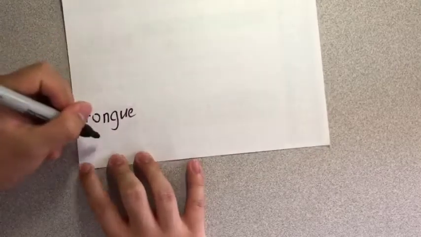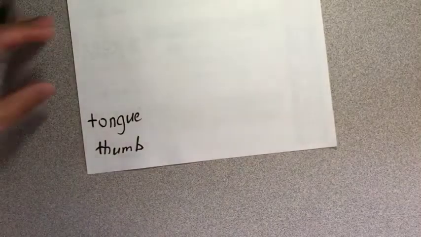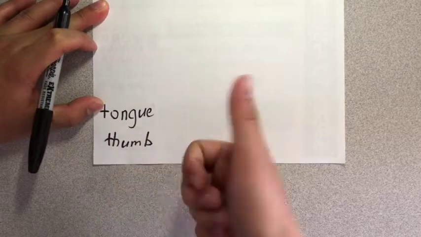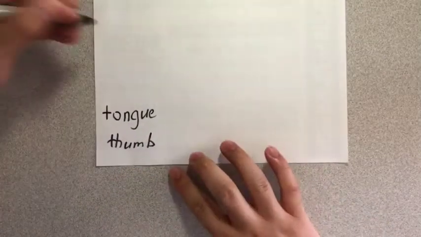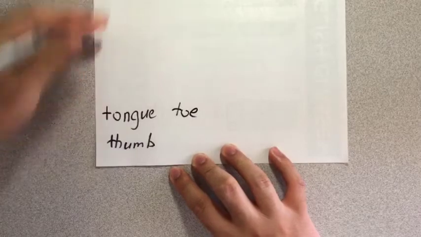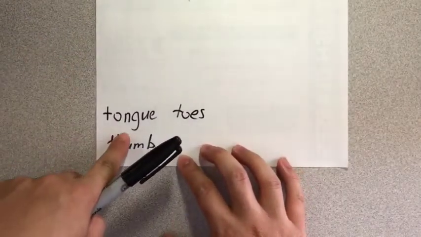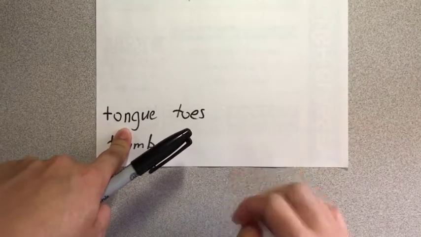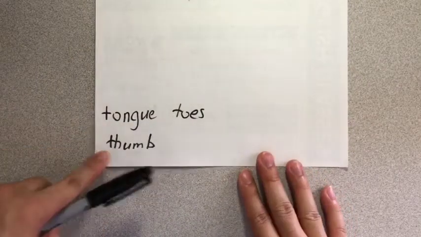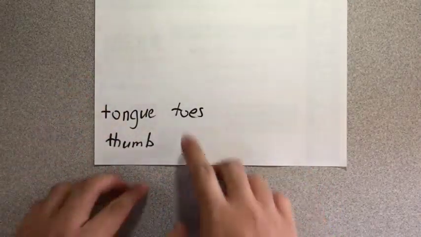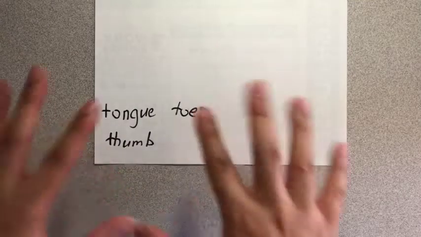tongue and thumb. This word is tongue. Tongue is in your mouth. Thumb is on your hand. Oh, and toes. Toes are on your feet. So, how many tongues do you have? You have one tongue. How many thumbs do you have? You have two thumbs. How many toes do you have? You have 10 toes.